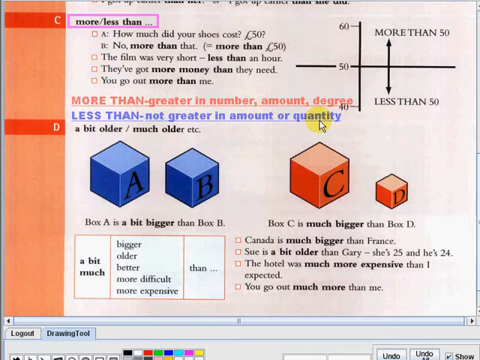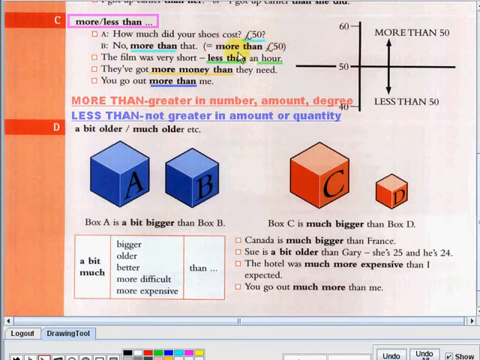So let's have some examples. For the first sentence, how much did your shoes cost? 50 pounds? No, more than that. So more than here means that the amount of the shoes is greater than 50 pounds, maybe 100, 200 and up. Okay? So it's like saying it's higher than 50 pounds.